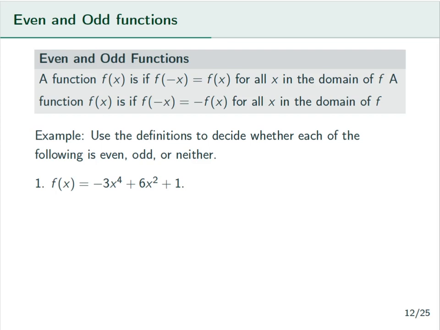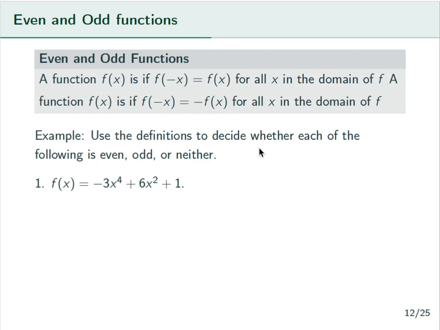So let's look at the idea of even and odd functions. An even function is when I plug in negative x, I get f of x, for all x in the domain of f. So whatever the function is, if I input the negative of that input, the same input quantity, and I get the same output, then that's an even function. An odd function is when I insert negative x, but the output is negative f of x. Okay, so let's look at some examples.